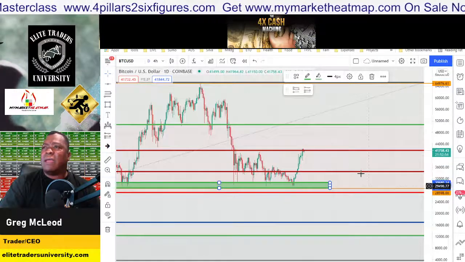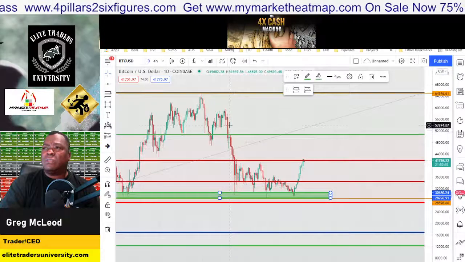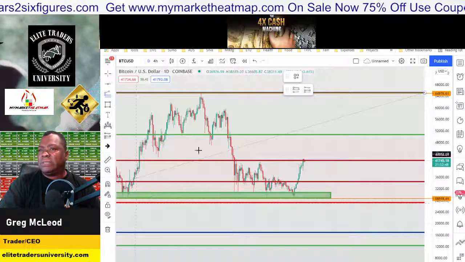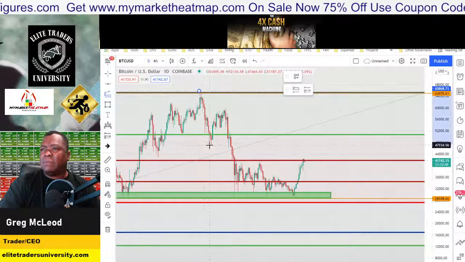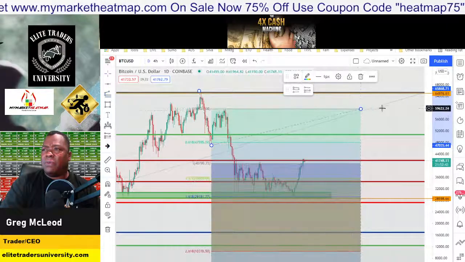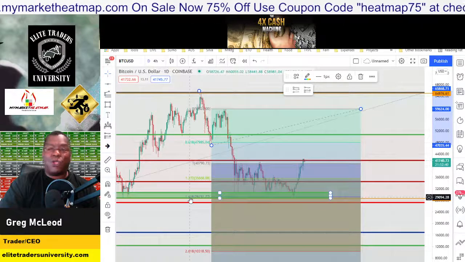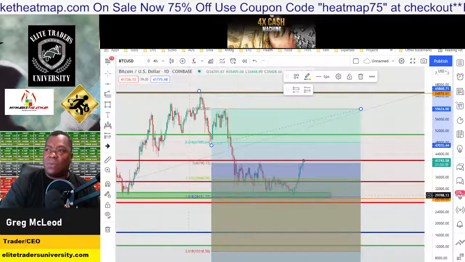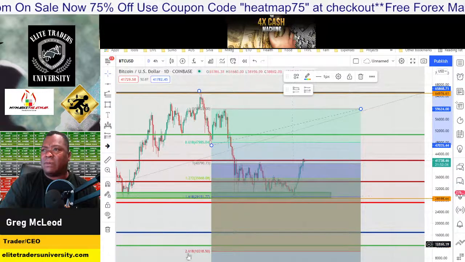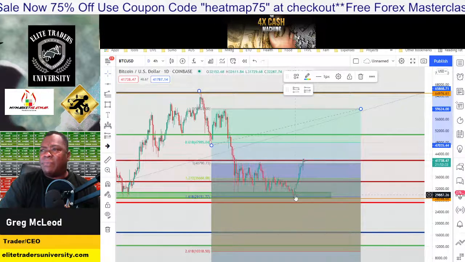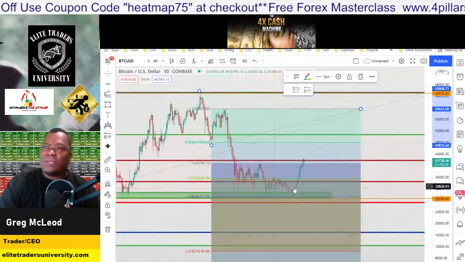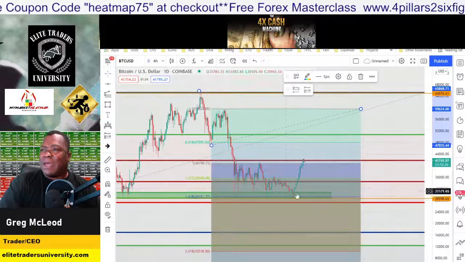Now what? Well, another thing we could do is take a Fibonacci expansion from the top to this pullback, right? This boom, and there's your 1.61 expansion. We hit it right to the pip, 29,151. And I saw this too. I think I even posted it. And I just took my eyes off the ball.